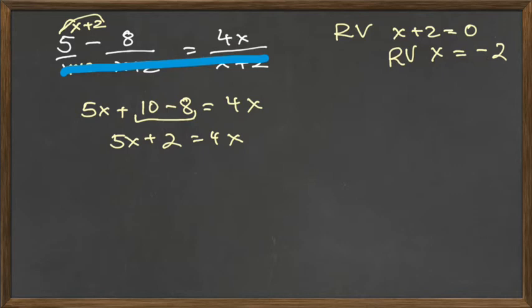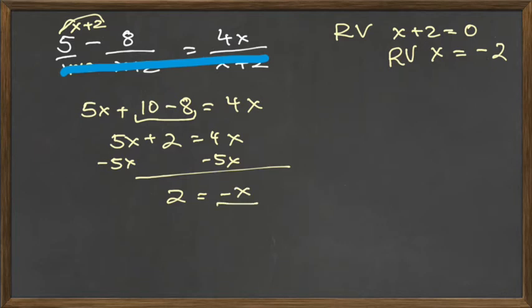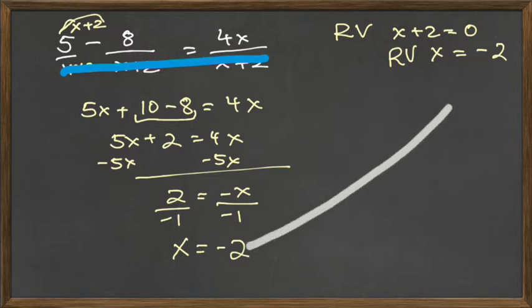Subtract the 5x in this case because that's less work. 2 equals negative 1x. We don't want a negative 1x, we want a positive 1x. That means we're dividing both sides by negative 1. And that gives us x equals negative 2. Uh-oh, x equals negative 2. What does that mean? That means that is our restricted value. There is no solution.